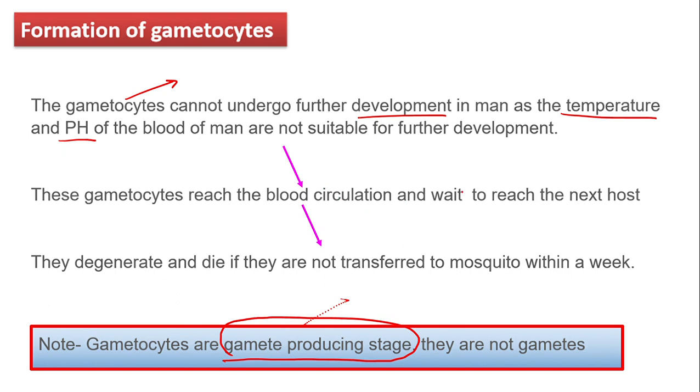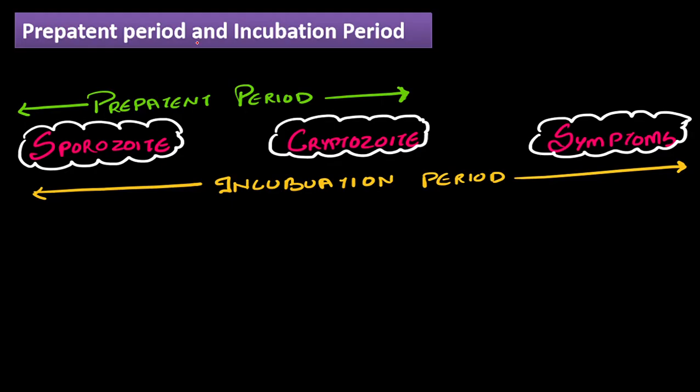These gametocytes reach blood circulation and wait to reach the next host. कैसे वो next host के पास जाएगा? Through mosquito. First it is going to enter into the mosquito, right? They degenerate or die if not transferred to the mosquito within the week. तो क्या होता है? Gametocytes are formed. Then mosquito has to come and bite. When it sucks the blood, these gametocytes are going to enter into the mosquito. Suppose if the mosquito doesn't come and bite you, so what will happen? These gametocytes are going to get degenerated in your body.